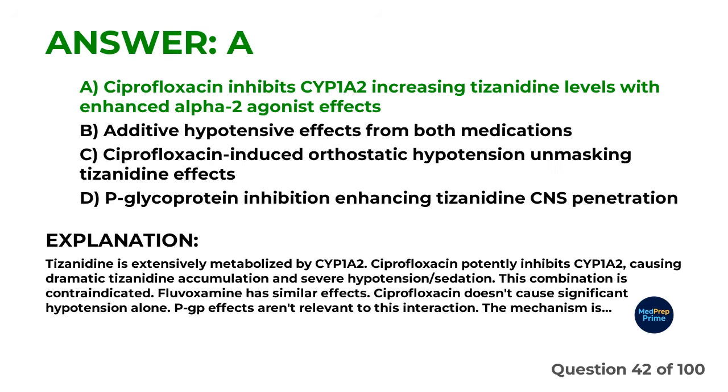Correct answer. A. Tizanidine is extensively metabolized by CYP1A2. Ciprofloxacin potently inhibits CYP1A2, causing dramatic tizanidine accumulation and severe hypotension/sedation. This combination is contraindicated. Fluvoxamine has similar effects.